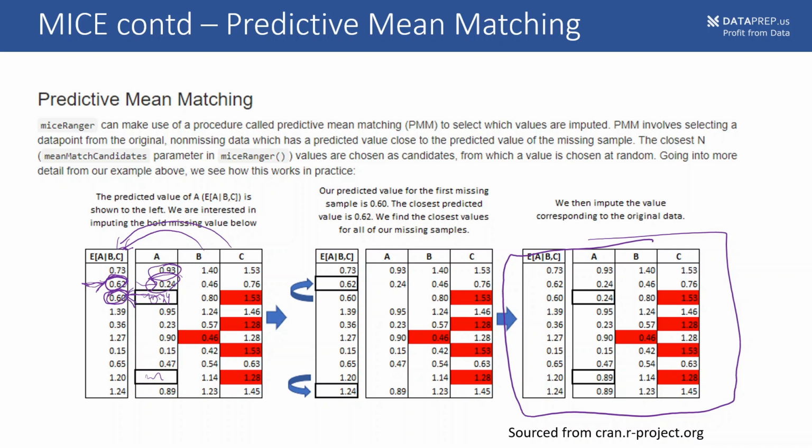Which of these approaches is better? The MICE approach or predictive mean matching, again, depends upon your data set and depends upon the results that you get.